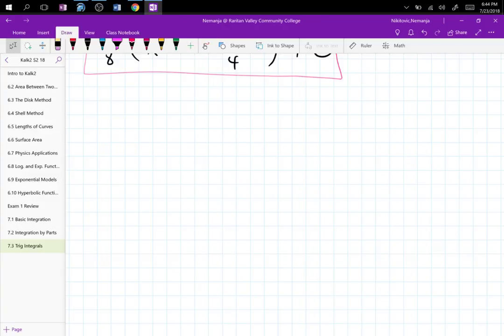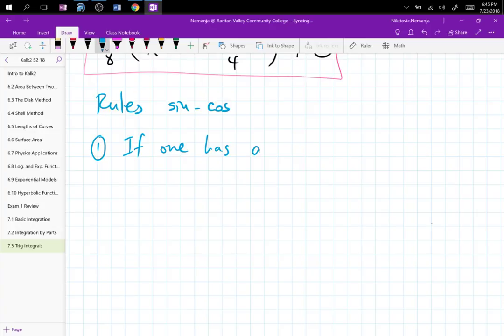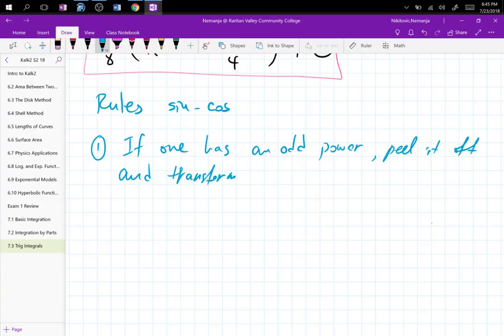Rules for sines and cosines. Number 1, if one has an odd power, peel it off and transform the rest.